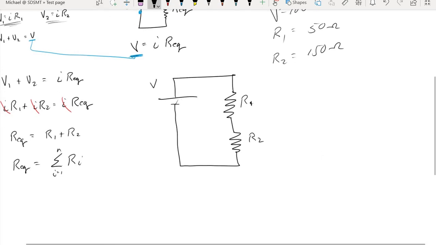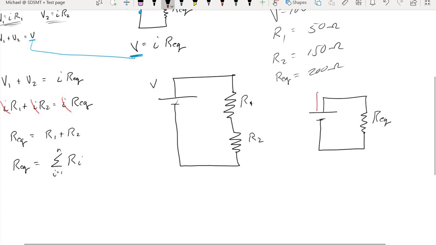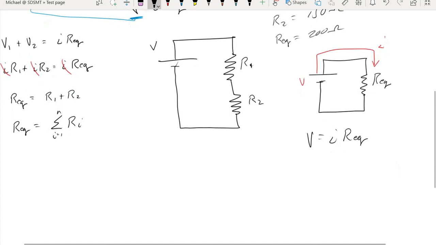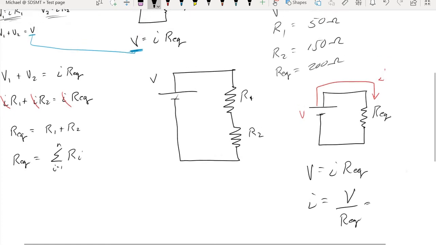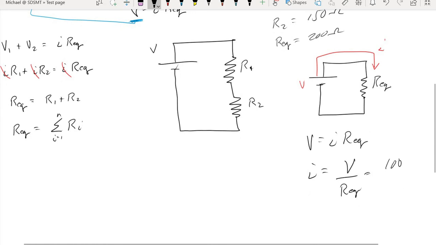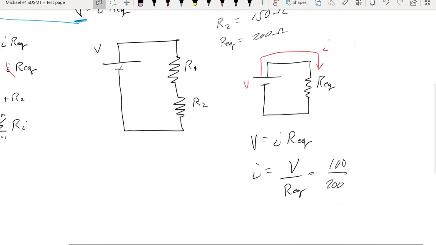We already know that two resistors that are added in series can be replaced with an equivalent resistor that is equal to their summation. So the equivalent resistor for this circuit is going to be 200 ohms. The current that comes out of the battery is I. V equals IR, in this case R equivalent. That means that I is equal to V over Req. We have a 100 volt battery and 200 ohms for the equivalent resistance. And so we're getting a current that is equal to half of an amp.